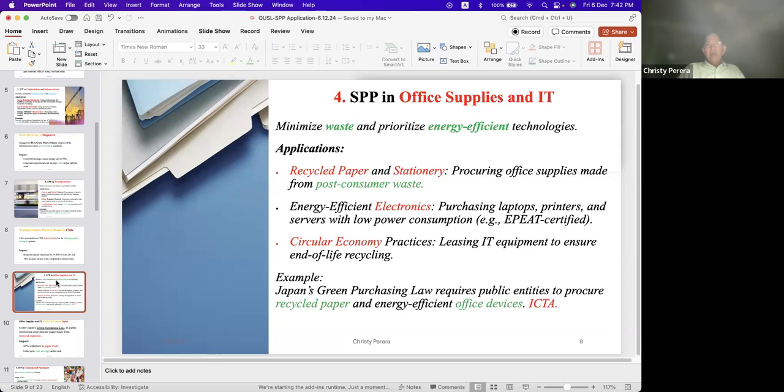Some items are after consume. I mean, you take the cardboard box, after consuming, after using or packaging or whatever it is, that type of things we call post-consumer waste.